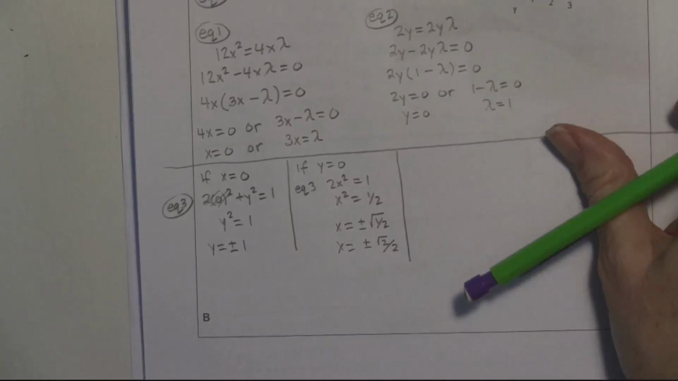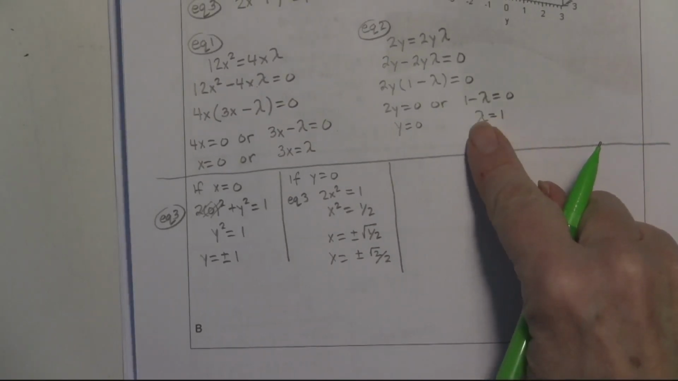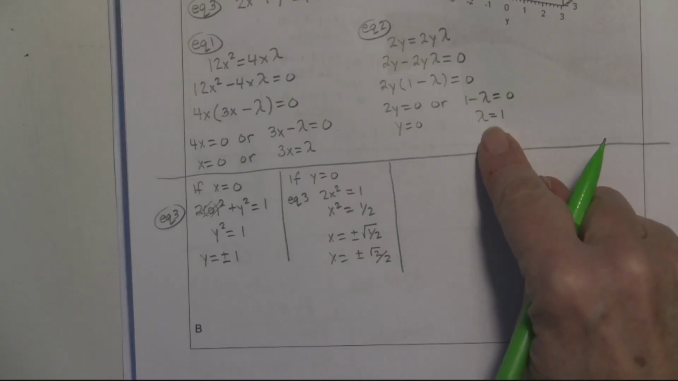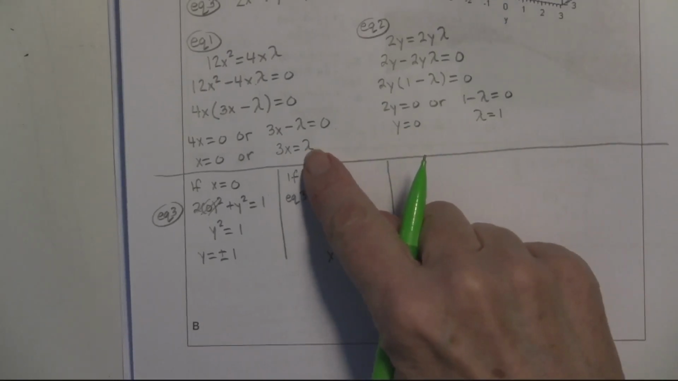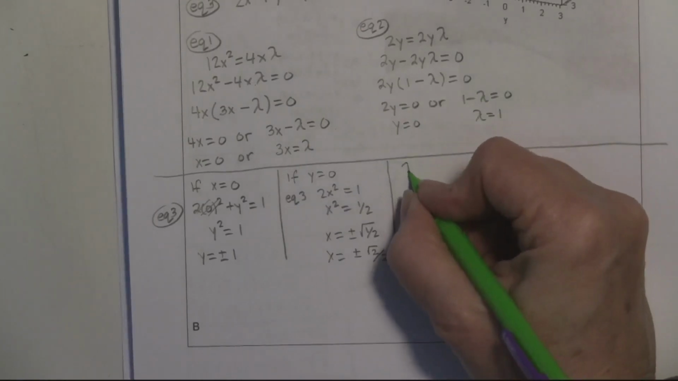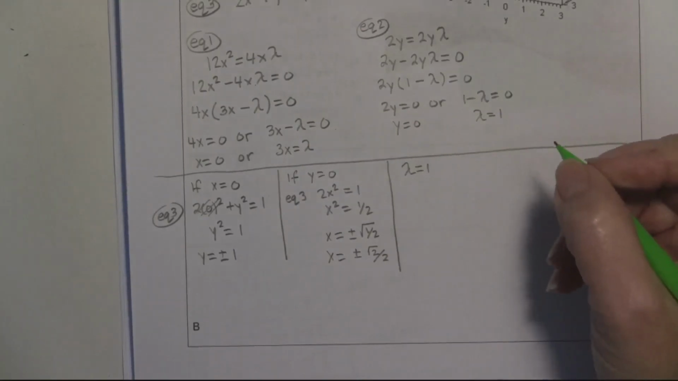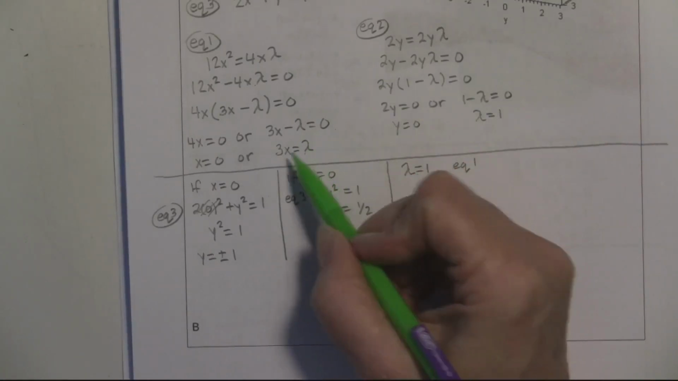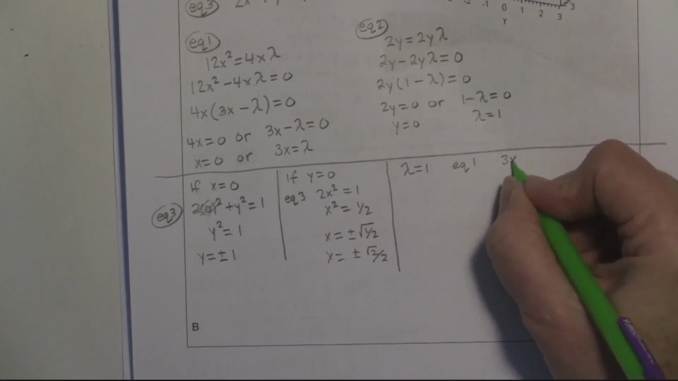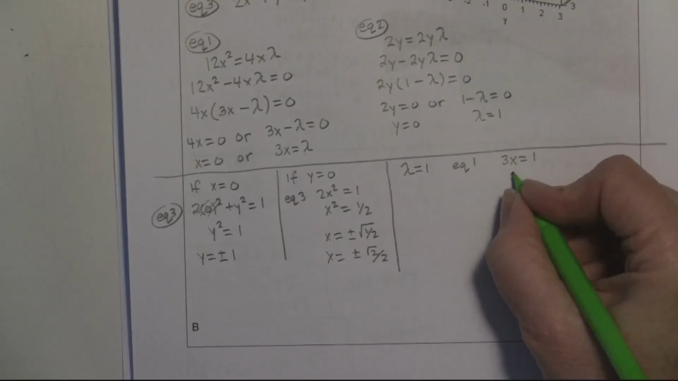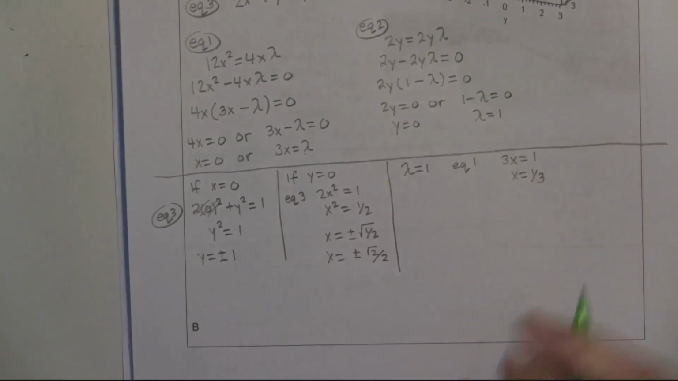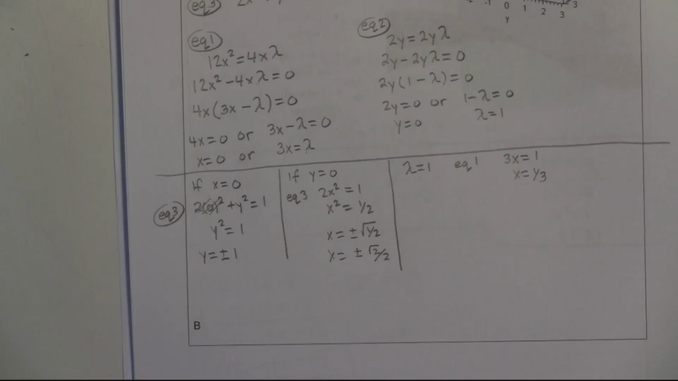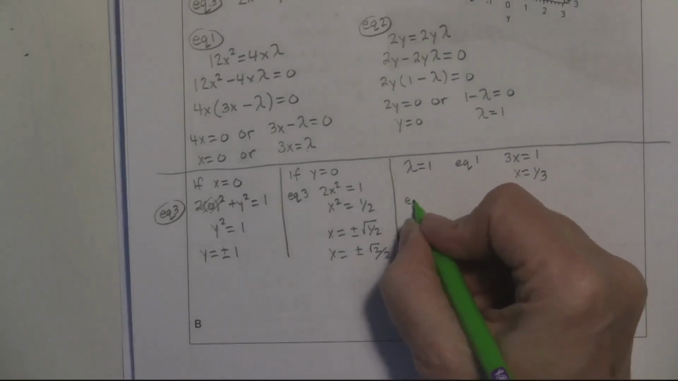Now, the other thing that we had on our OR was that lambda equals 1, right? And if I use lambda equals 1, then if I go to equation 1 and look at that, that could mean that lambda 3x equals lambda, which could be that x equals 1/3.